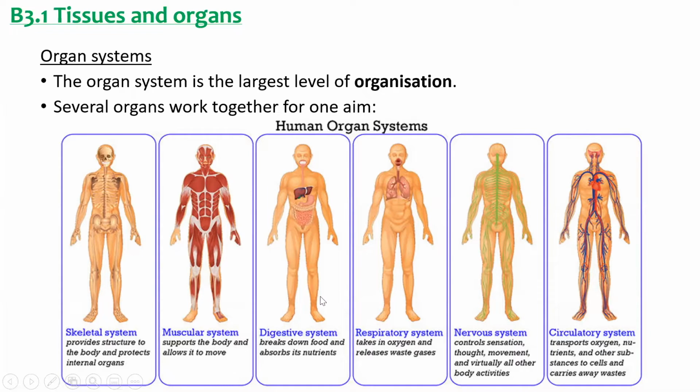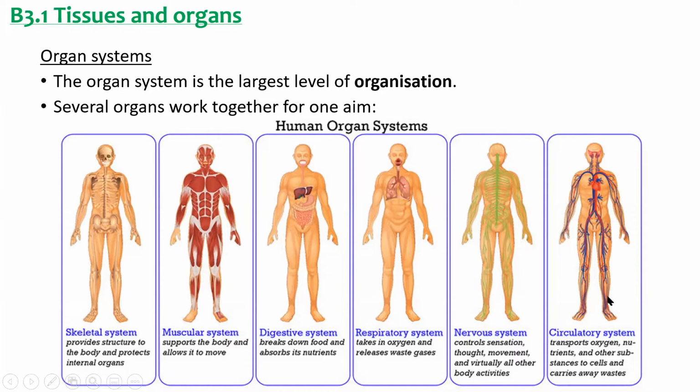Okay, so the digestive system overall breaks down food and absorbs the nutrients. The respiratory system takes in oxygen and releases waste gases. So we've seen that a little bit. The nervous system we haven't seen yet. It controls sensation, thought, so yes, our brain's part of it, movement and virtually every other body activity. The nervous system is very important. I think I might have said that was my favourite. I'm sure this might be my favourite, the nervous system. I suppose you can't really have one without the other, can you?